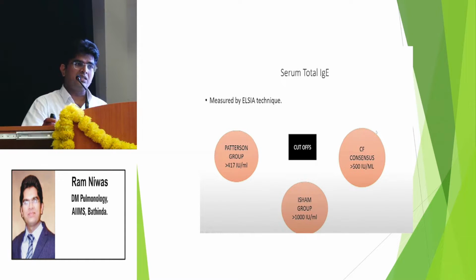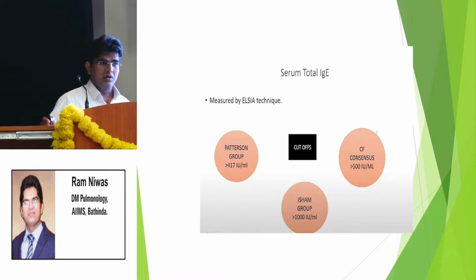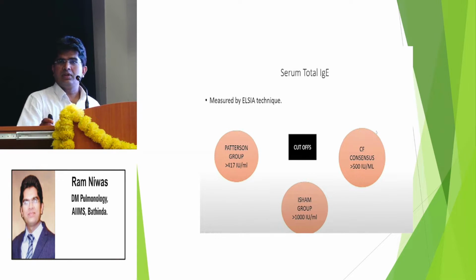Now, serum total IgE is one of the important essential criteria to diagnose ABPA, and usually we take a cutoff value of more than 1000. That was suggested by the latest ISAM group. If we take the lower cutoff suggested by Patterson et al., the specificity of diagnosing ABPA will decrease, so we usually take a cutoff value of more than 1000. And another important feature of serum total IgE is that it is used for monitoring the response.